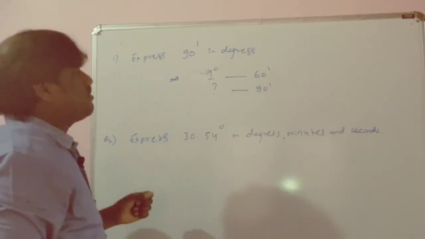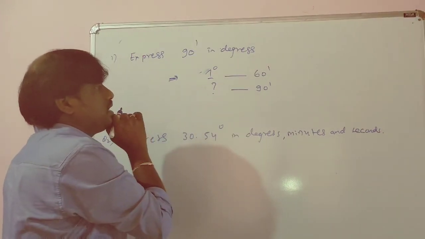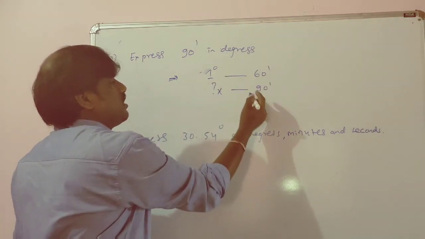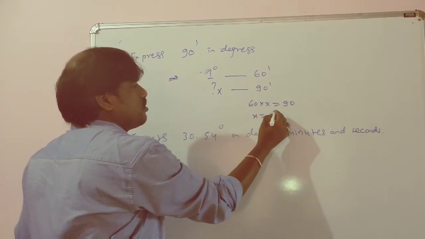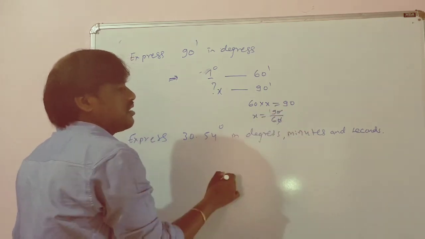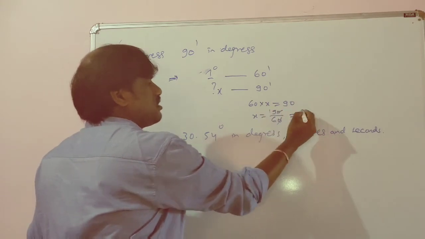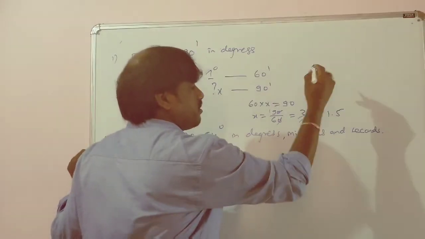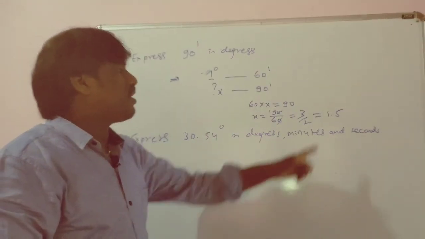So we can simply write it as cross multiplication. Let us take x. So what I get here is 60 into x is equal to 90. Then x is equal to 90 by 60. 90 by 60, 0 and 0 cancel. So I get 3 by 2, which is 1.5, meaning 1.5 degrees. 90 seconds is nothing but 1.5 degrees.